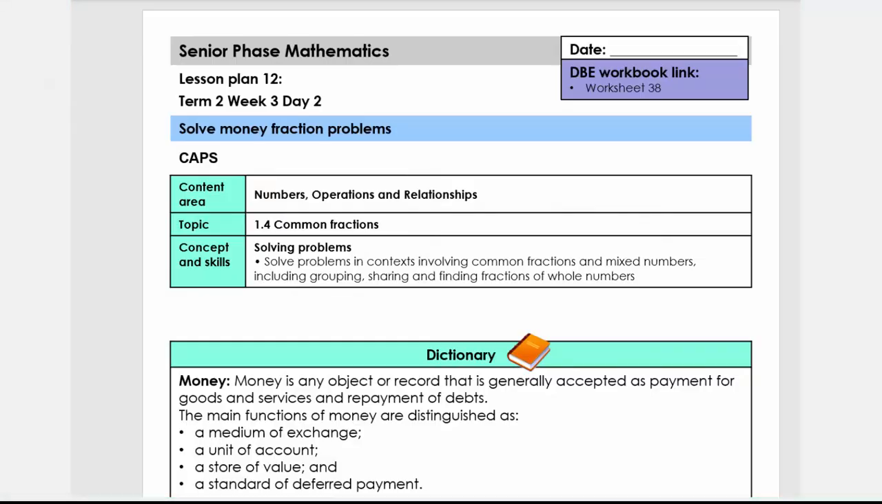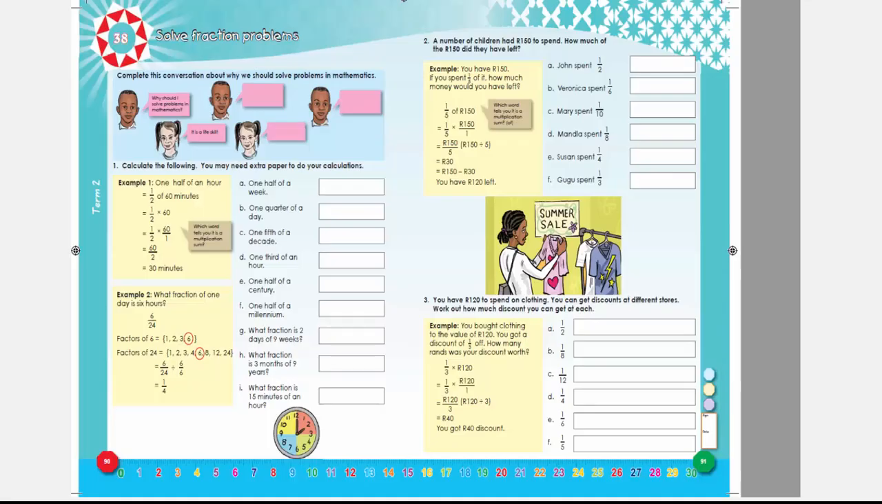Good day, everybody. Today we're going to do lesson plan 12, grade 7, term 2. The topic is solve money fraction problems. It links to DBE worksheet 38.